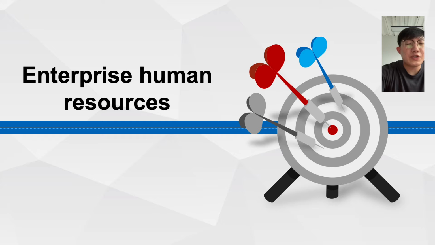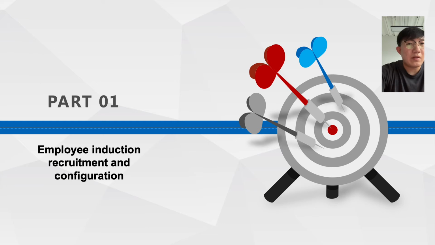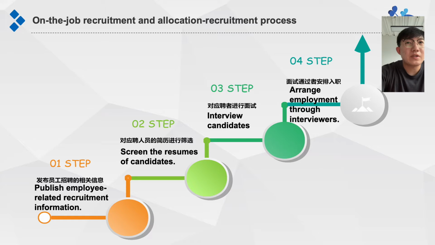The item is Enterprise Human Resources, and the topic I see is employee induction, recruitment, and configuration. The first topic is on-the-job recruitment and location recruitment process. We have four different steps.